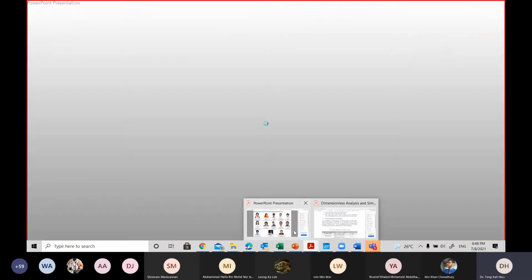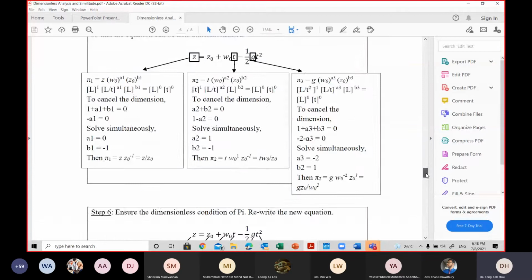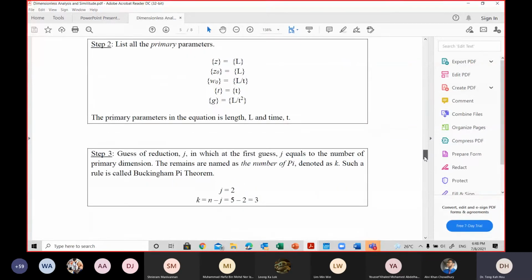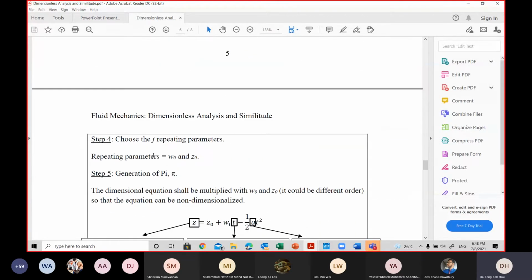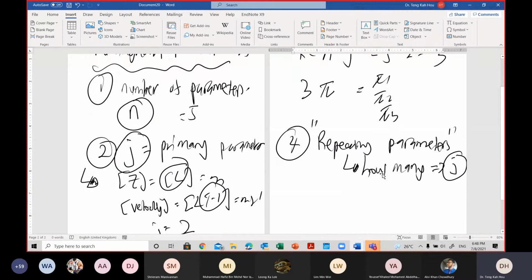Let me just show you that slide. Don't make a mistake on this, or else you will start somewhere wrong. Okay, choose the J repeating parameters. That means you choose as many repeating parameters as J. And the question comes in: which ones to choose?